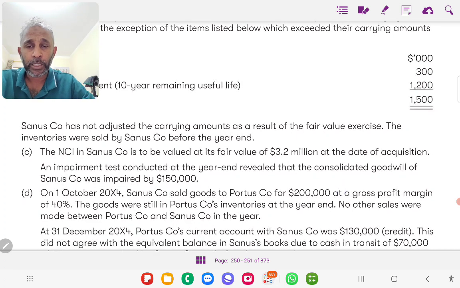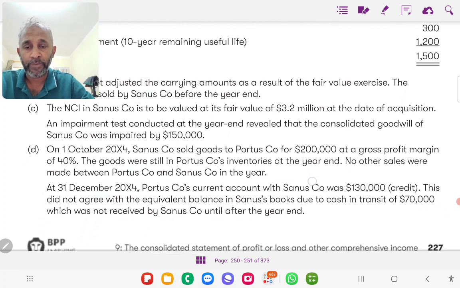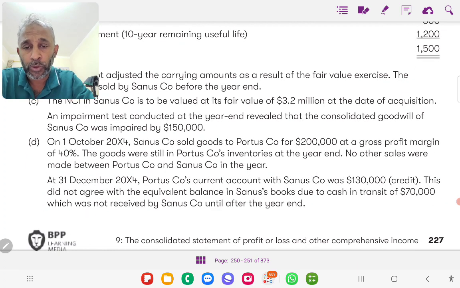S company has not adjusted the carrying amounts as a result of the fair value exercise. The inventories were sold by S company before the year end. The NCI in S company is to be valued at fair value of 3.2 million at the date of acquisition. An impairment review conducted at the year end revealed that the consolidated goodwill of S company was impaired by 150,000. On 1 October 2014, S company sold goods to P company for 200,000 at a gross profit of 40%, S company meaning the subsidiary, selling to the parent company.